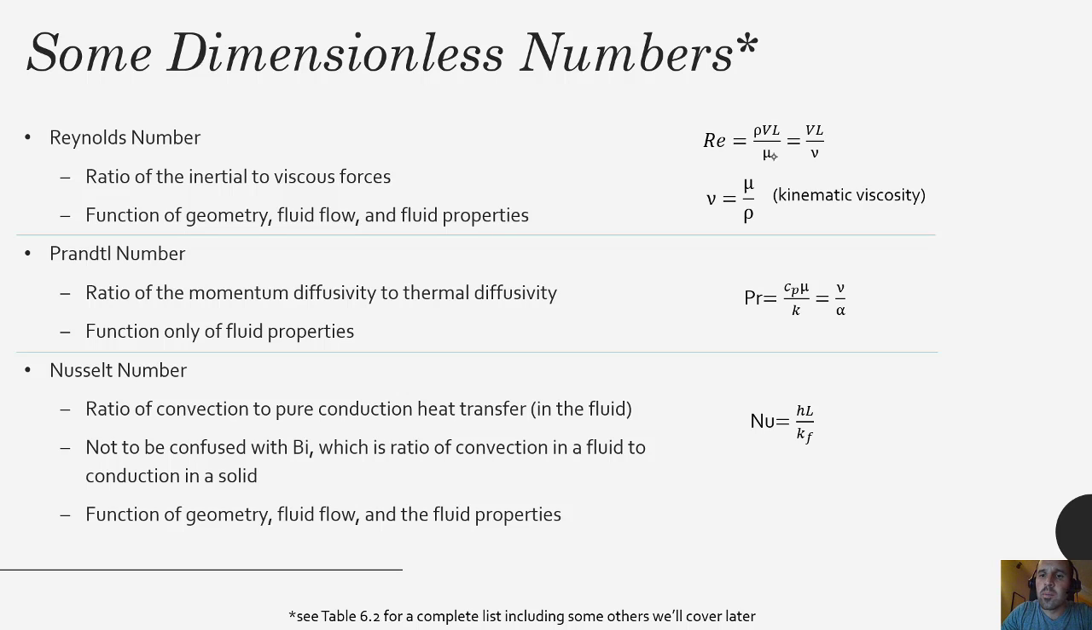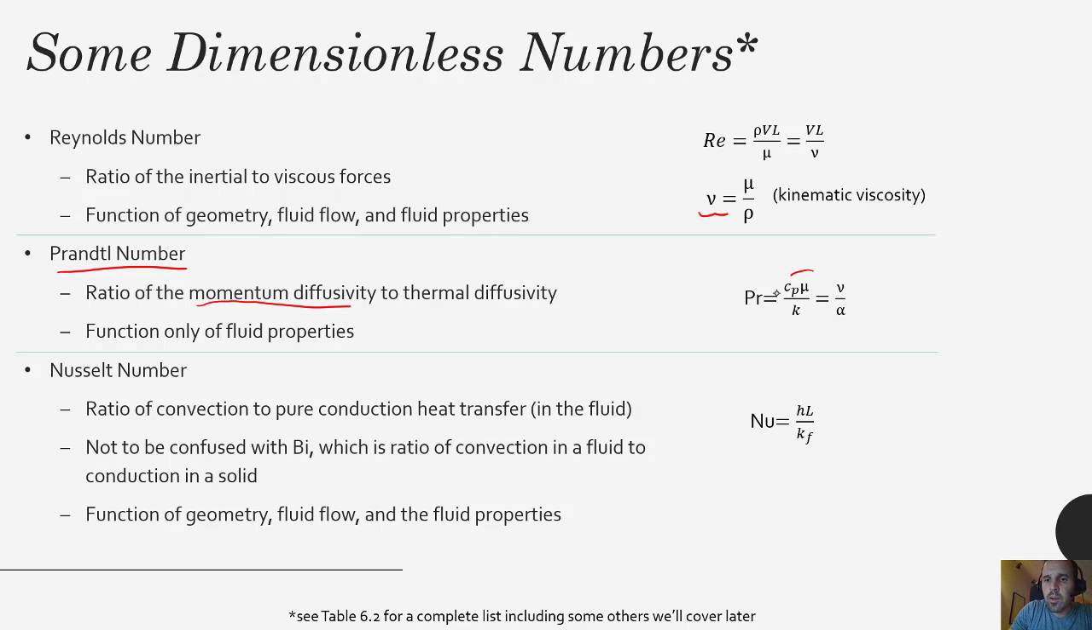Another way of expressing the Reynolds number is in terms of the kinematic viscosity. The kinematic viscosity is defined as the dynamic viscosity over the fluid density. This term is also known as the momentum diffusivity. This is a measure of how well momentum propagates its way through a fluid, just as the thermal diffusivity is a measure of how well heat propagates its way through a fluid. So these are analogous. That brings us to the Prandtl number. The Prandtl number is specifically the ratio of the momentum diffusivity, the Greek letter nu, divided by the thermal diffusivity, which is the Greek letter alpha.